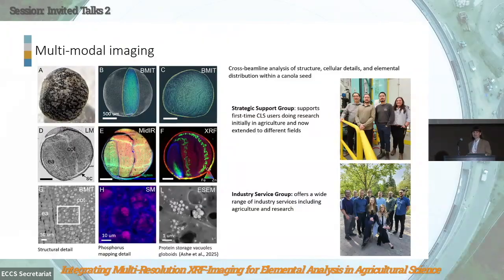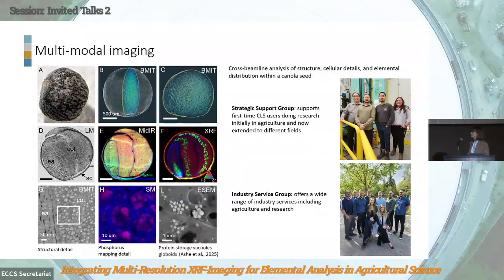At higher resolution in the soft X-ray region, a 20 nanometer resolution, this yielded the visualization of phosphorus clusters at this magnification level. I would also like to highlight that users have access to scanning electron microscope imaging, a technique that strongly complements the other beamline techniques.